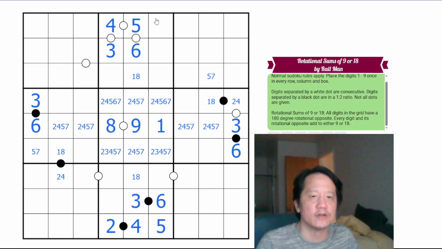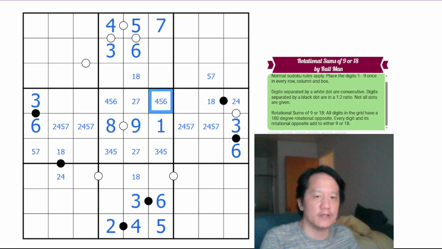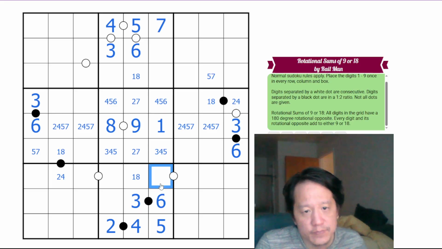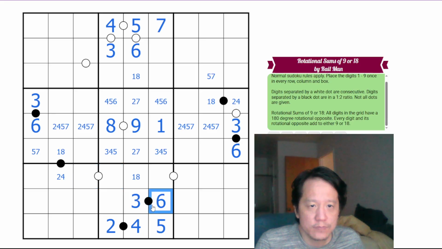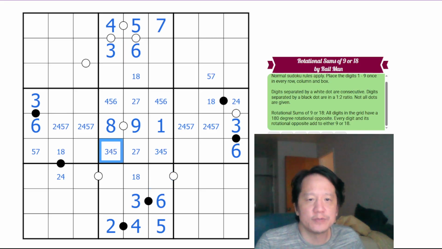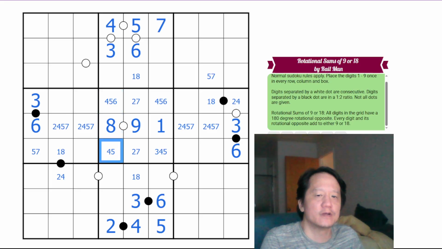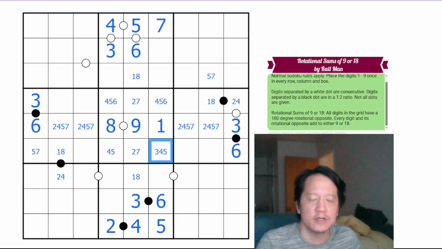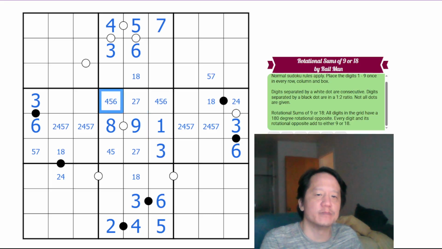2 and 7 must add up to 9 here. And this 4 cannot be a 4-5 pair, so this has to be a 2-7 pair, which eliminates 2 and 7 in the rest of the box. Okay. 3 eliminates 3 here, so this cannot be 3 here. Where's the 3 in the central box? It has to be here. So rotationally opposite it must be a 6.